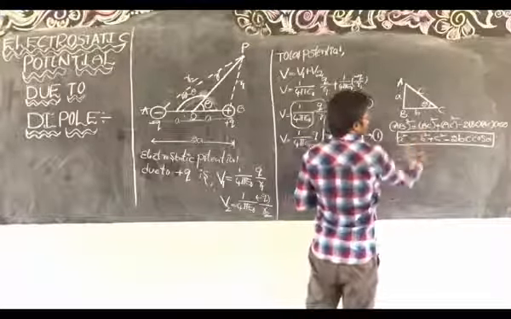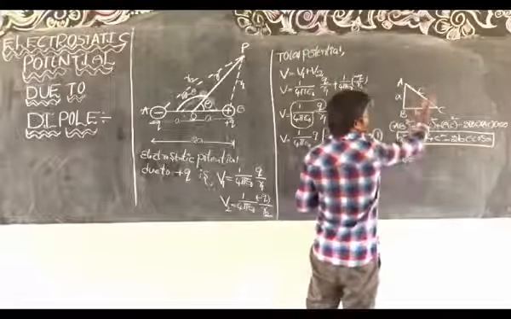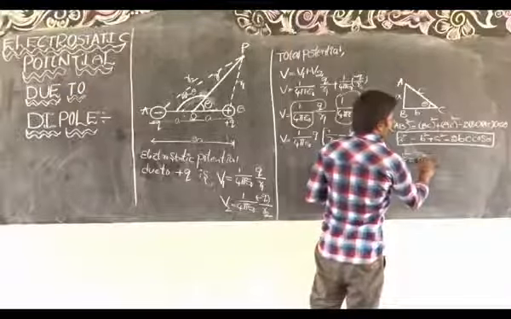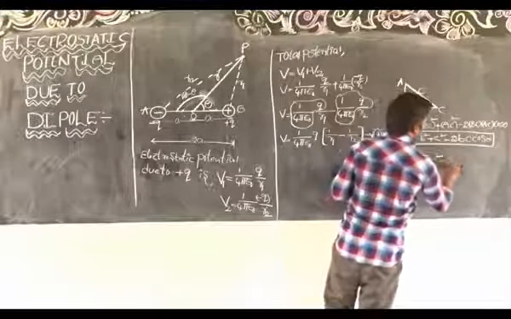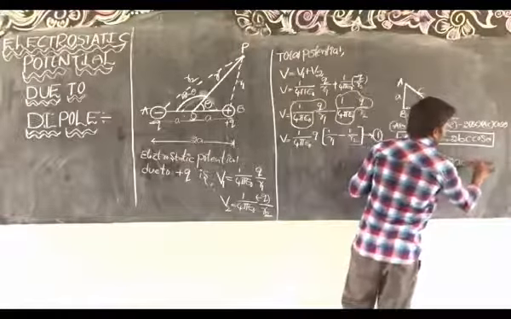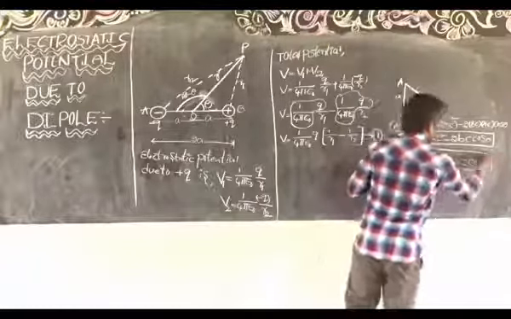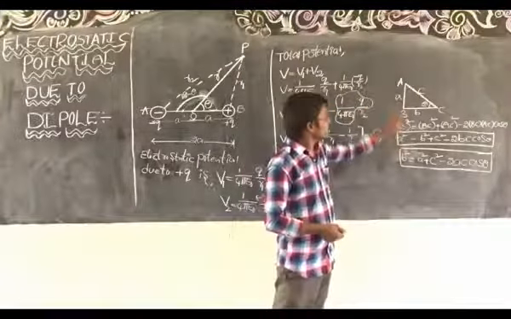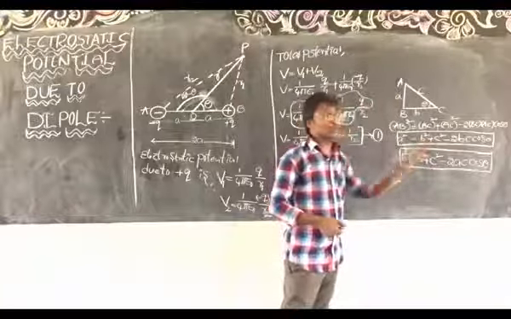You can take this side. B square is equal to the remaining two sides A and C. So A square plus C square minus 2AC cos theta. You can take any side. Now here A square, you should consider this side. This is the cosine rule.